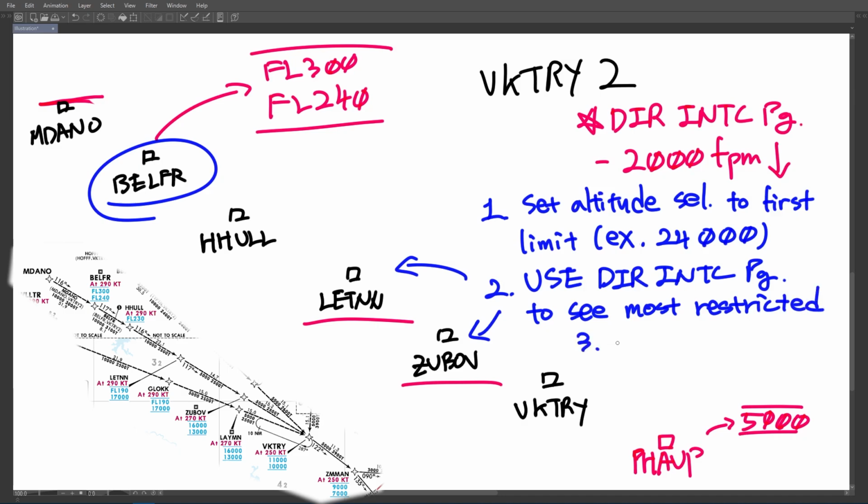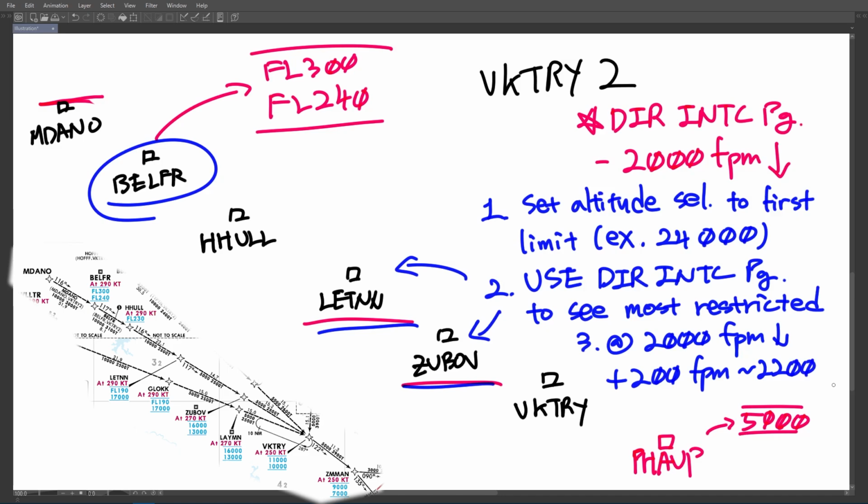Then last but not least, a descent of 2,000 feet per minute is shown on either Leadin or Zubov. That's when we're going to start our descent. Now, you might want to add 200 feet per minute, so essentially you start descending at 2,200 feet per minute. One reason is that the autopilot has a bit of a time delay between receiving the new command for descent and actually executing it. There's about a 0.2 mile delay, so we're just compensating for that.